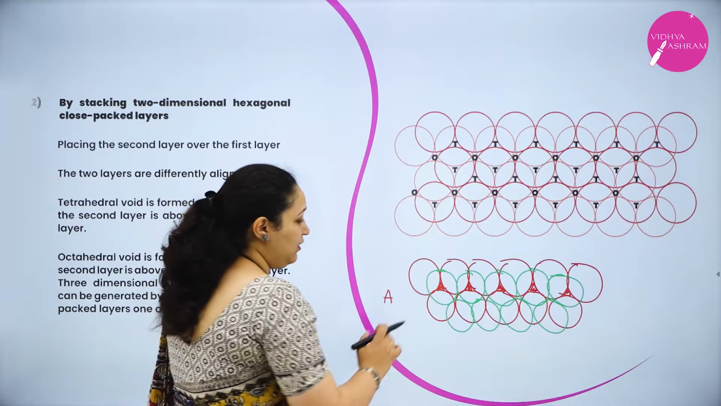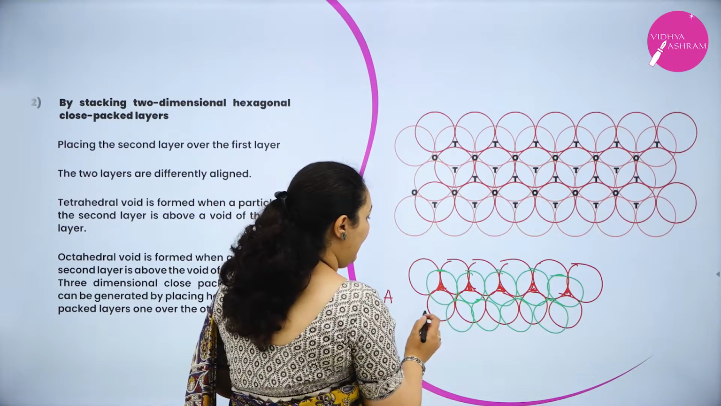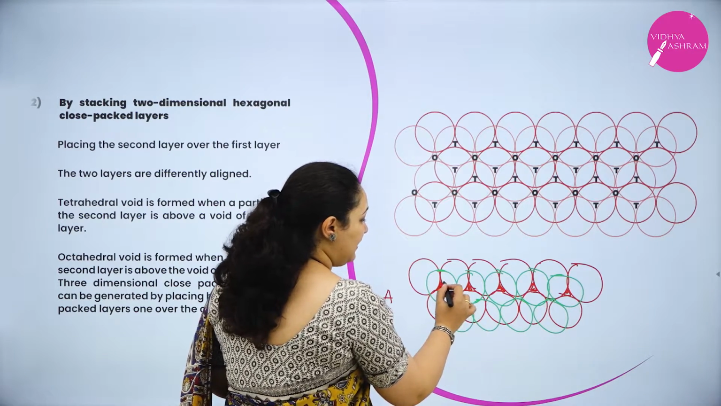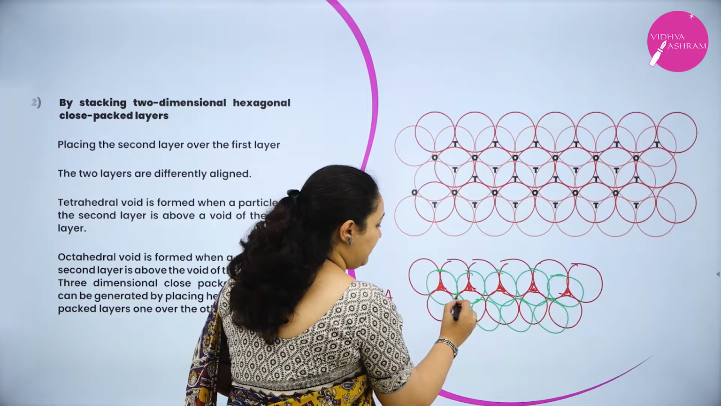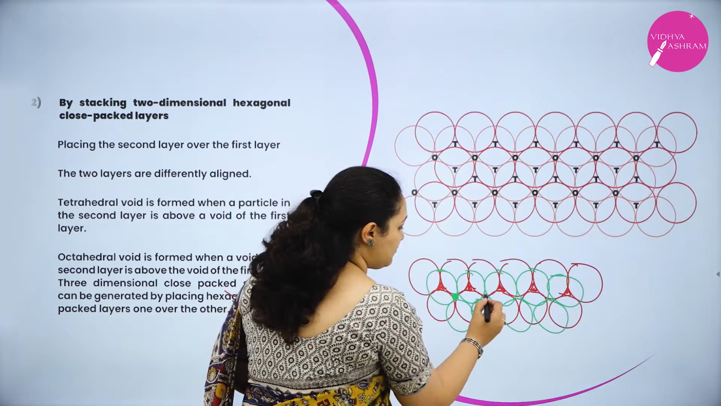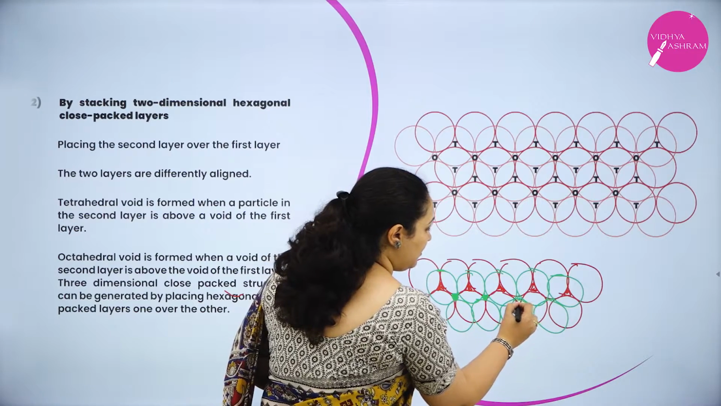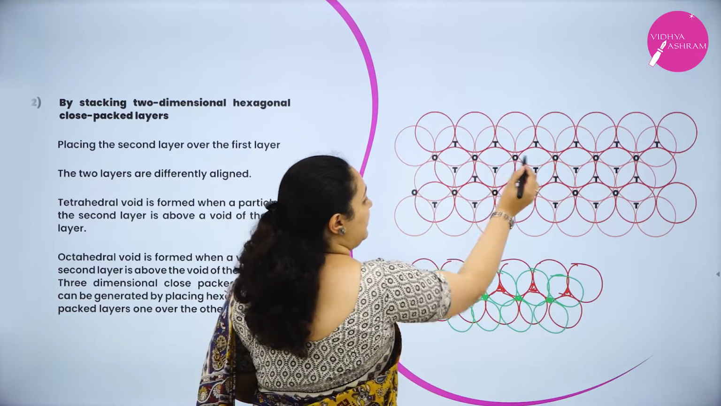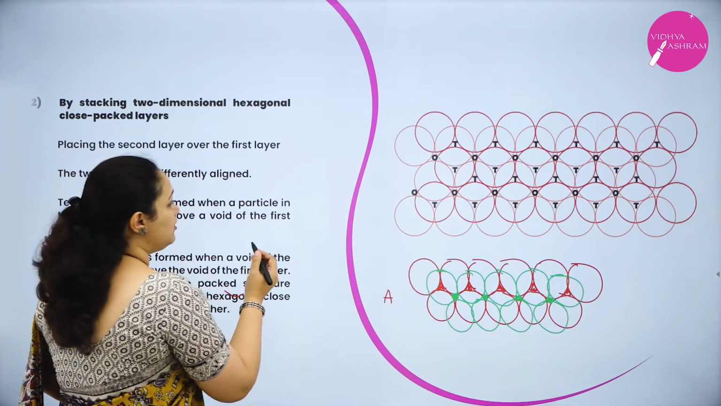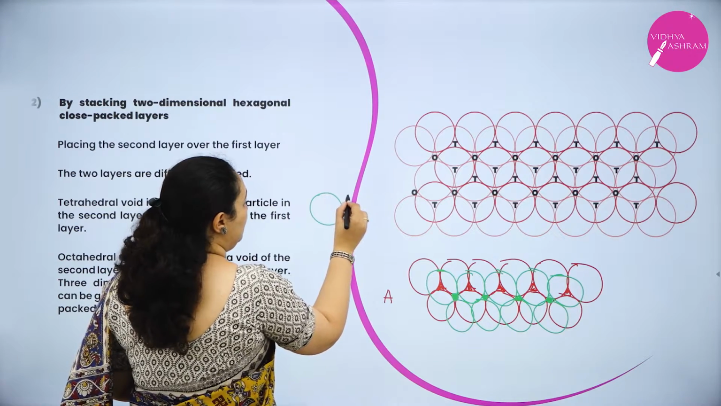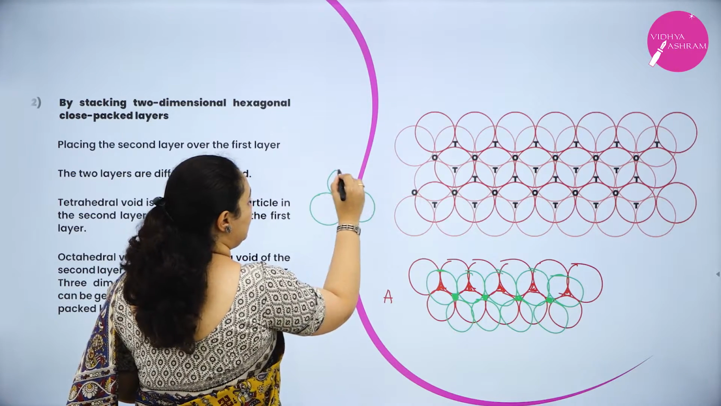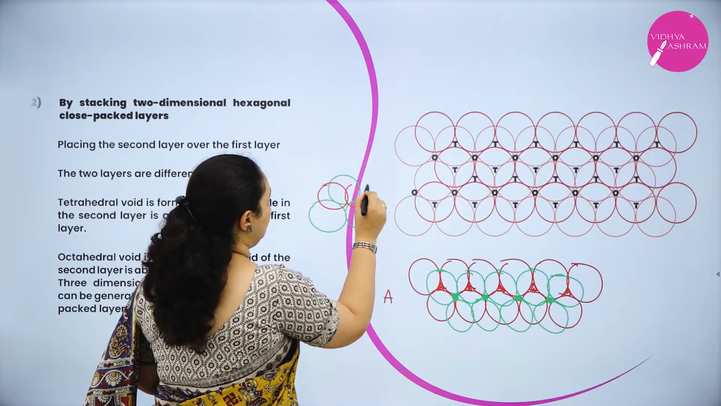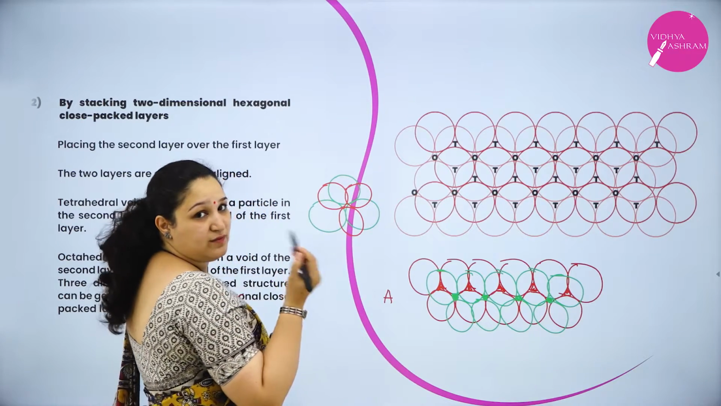Next, you see here one more pattern. In red I have 3 particles, and in green I have another 3 particles, and in between there is a void which is formed. You can see here also there is a void, here there is a void, and here also there is a void. Such voids we call octahedral voids, which I can draw again and show to you all. I have 1, 2 and 3 particles of one layer, and I have 1, 2 and 3 particles of the second layer.